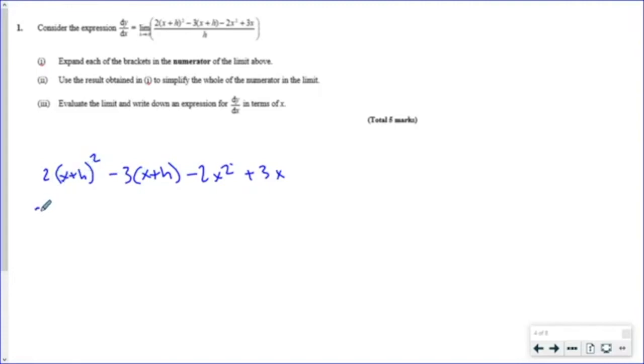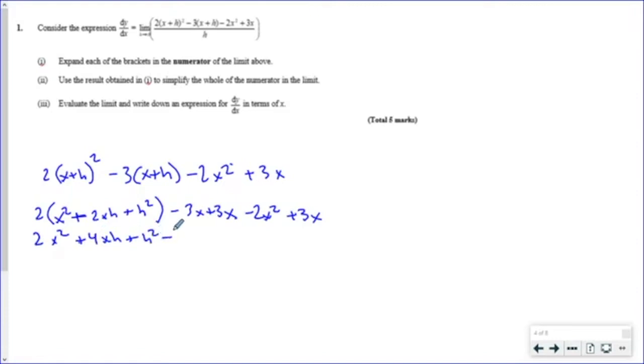So here, x plus h squared, that is going to be 2x squared plus, and then I'll do x times x is x squared, x times h is xh. So 2xh plus h squared, like that, minus 3x plus 3h minus 2x squared plus 3x. So then here we still have parentheses here, so distribute. So 2x squared plus 4xh plus h squared minus 3x. This would be an h here. Plus 3h minus 2x squared plus 3x. Yeah, that's supposed to be an h because I distributed this here and here, and then that should be negative and negative. Sorry.